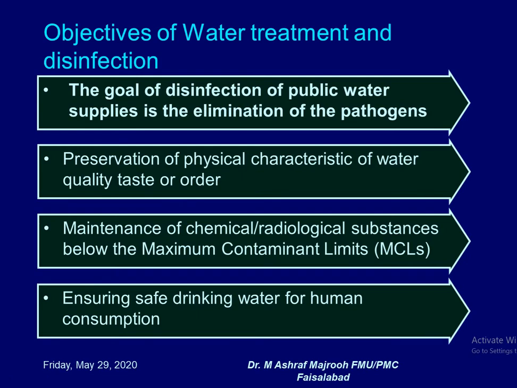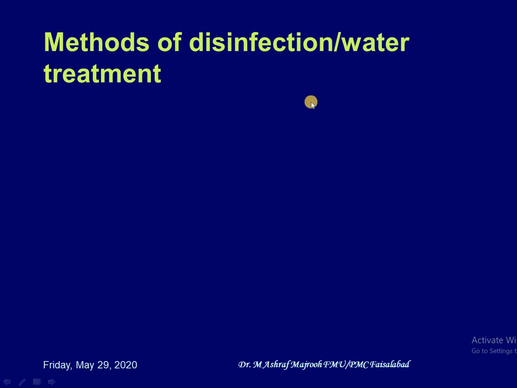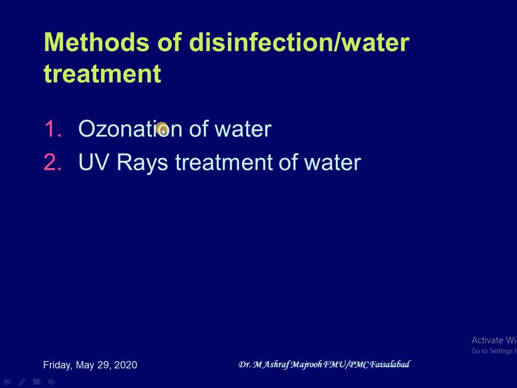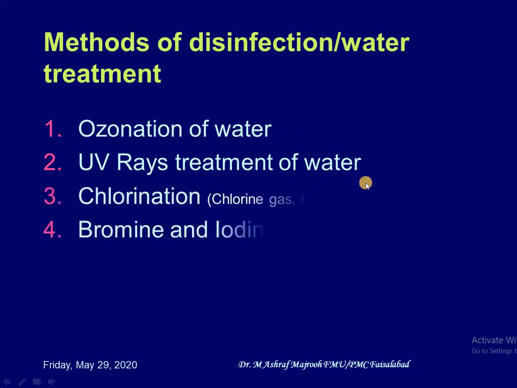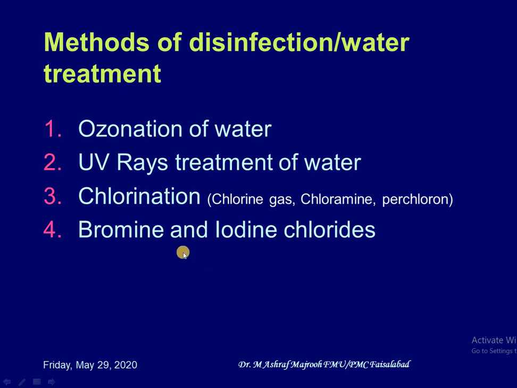The methods of water disinfection and treatment are the ozonation of water, UV rays treatment of water, and chlorination with chlorine gas, chloramine, perchlorones, and other halogens like bromine, iodine, and chlorides. So let us discuss these water treatment methods one by one.